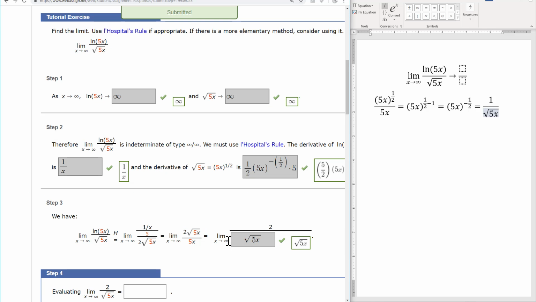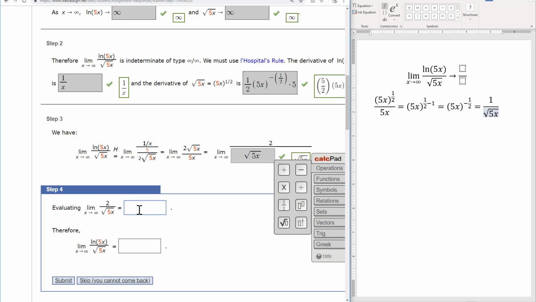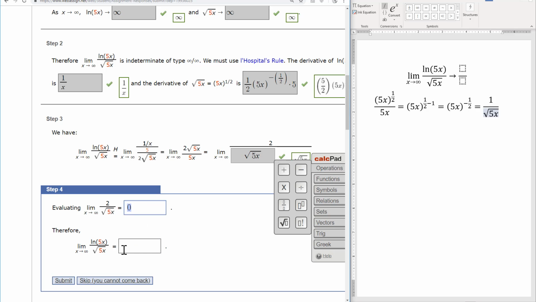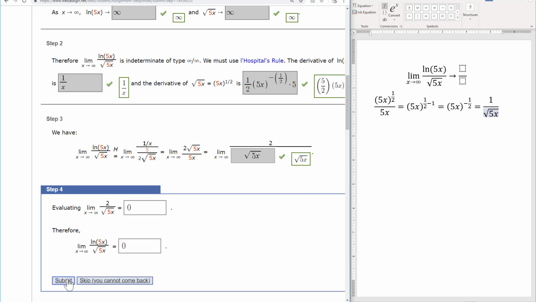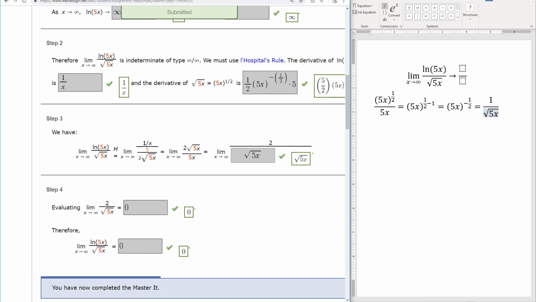So now that we've simplified it, we're going to take the limit as x approaches infinity, and you have a constant 2 on top, and the denominator gets larger and larger, so this thing goes to 0. And since now we have a definite number here, then the original problem must also go to 0. Okay, so that's one use of L'Hopital's rule.